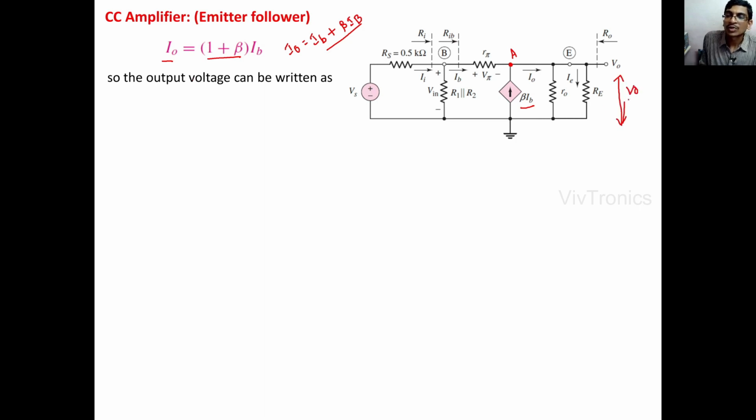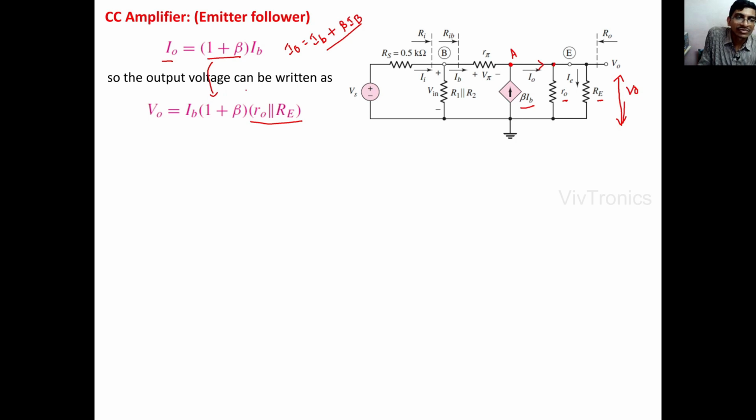Therefore, the output voltage is the voltage across the parallel combination of RE and r naught resistances. Therefore, we can write the current times the resistance as a voltage. The resistances are r naught parallel RE, and the current flowing in these two resistances is equal to I naught. The total current entering this node is I naught, which is the current flowing into the output side. Therefore, I naught can be replaced with (1 plus beta) times IB.